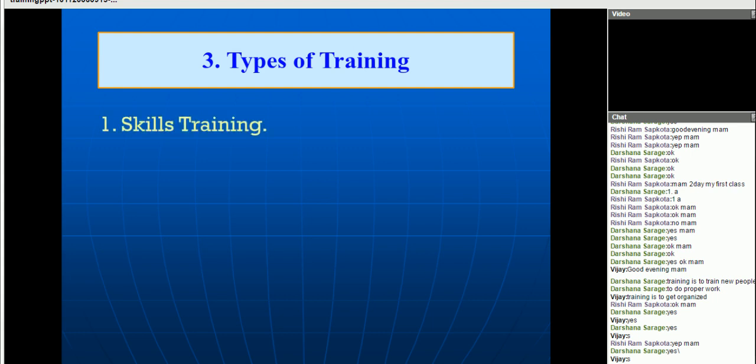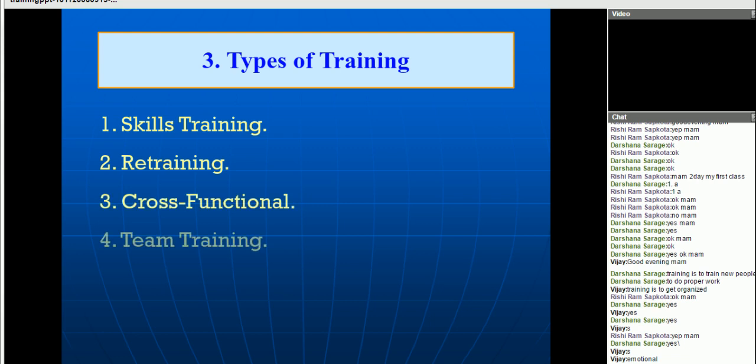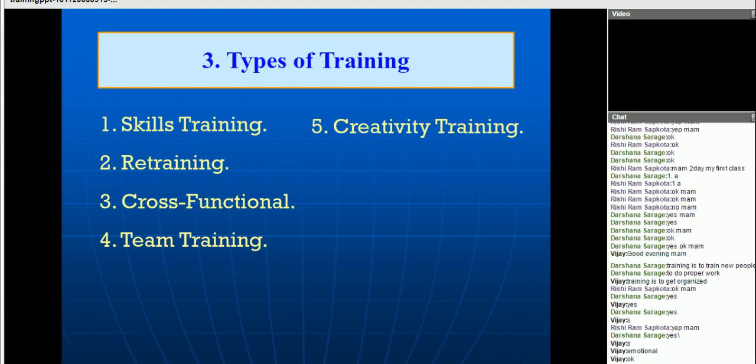Now, what are the types of training? Yeah, emotional quotient, whether they are satisfied or not. Vijay, are they happy with their work? Are they enjoying it? If they are happy, they'll definitely take more efforts and give better results.